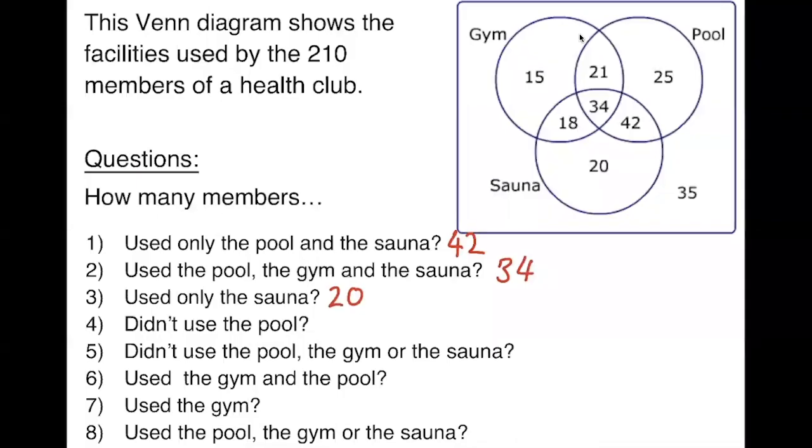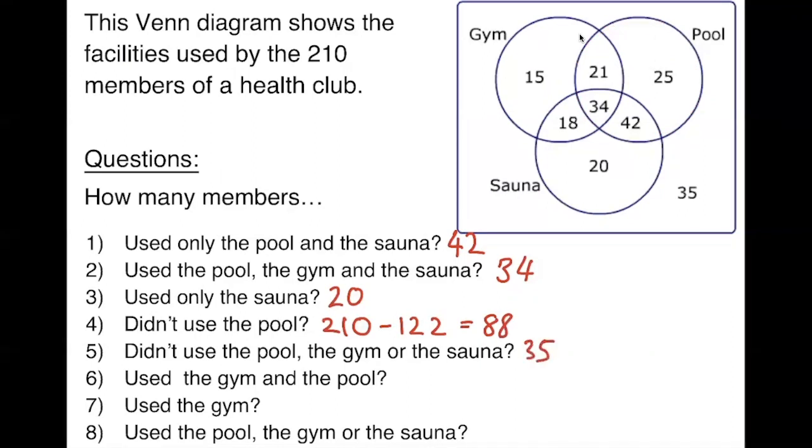Then we've got didn't use the pool. Well, that would be the total of these people taken away from 210. So 210 take away the total of 21, 25, 34, 42, which would be 122. And if you do 210 take away 122, you get 88. So that's how many people did not use the pool. Didn't use the pool, the gym, or the sauna. Well, that's the people who didn't use any of those things. So that would be 35.